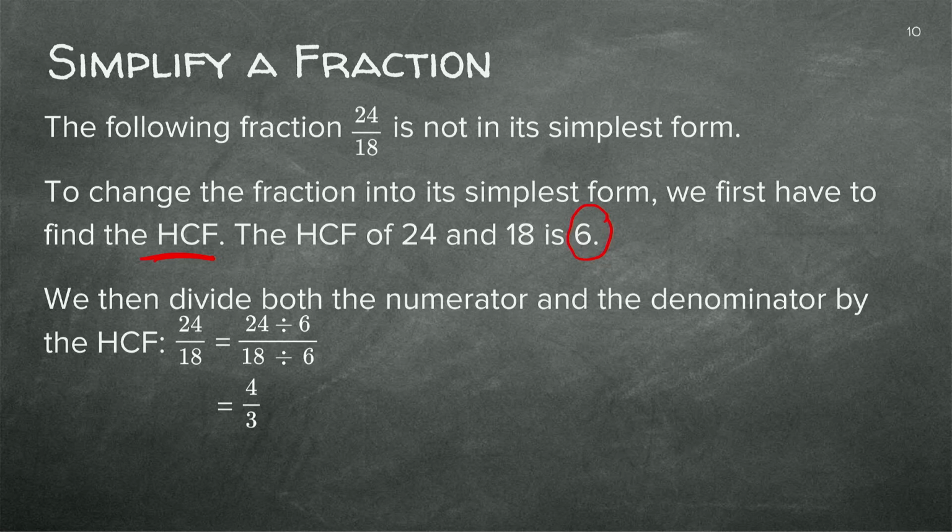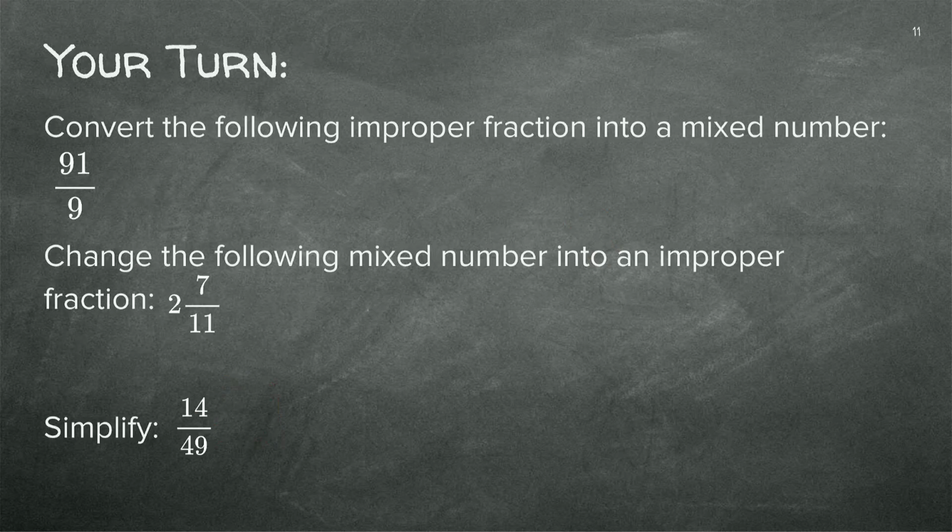So what we do then, we divide both the numerator and the denominator by the HCF. So 24 divided by 6 and 18 divided by 6. So if we put that fraction in its simplest form, it's 4 over 3. Okay? Now, it's your turn. Again, stop, do it, and I'll see you again on the other side.